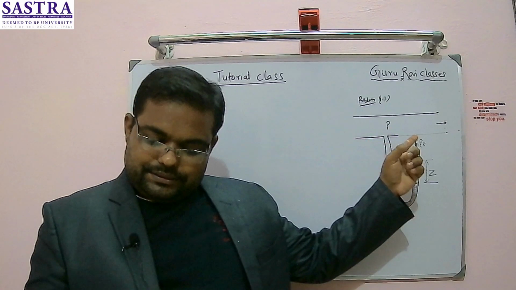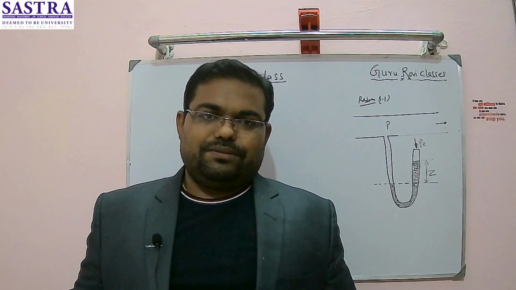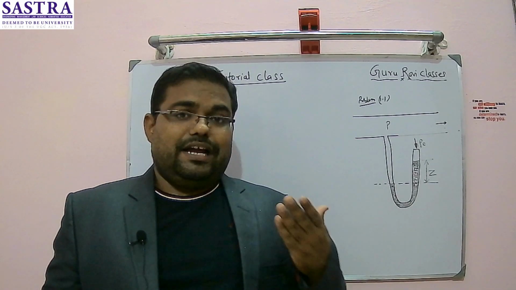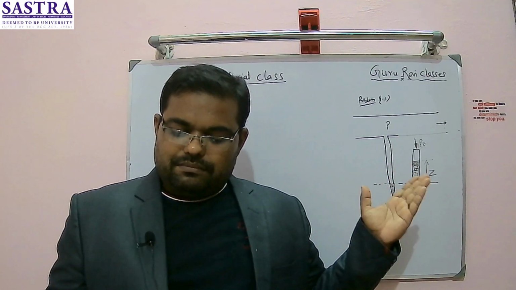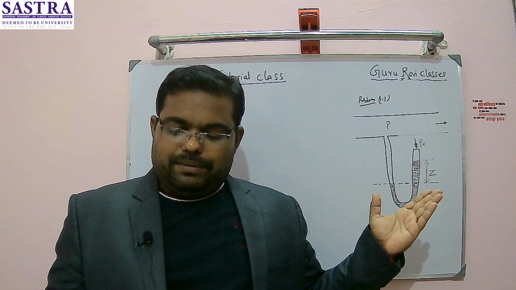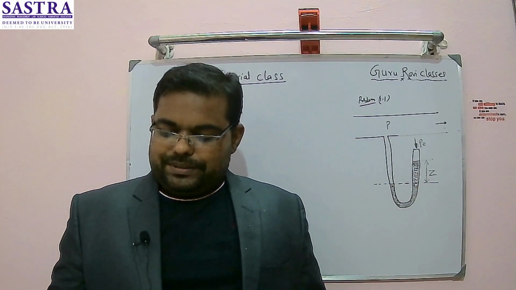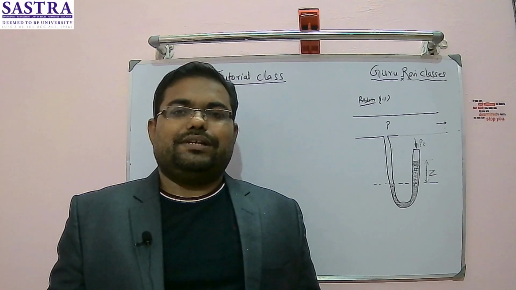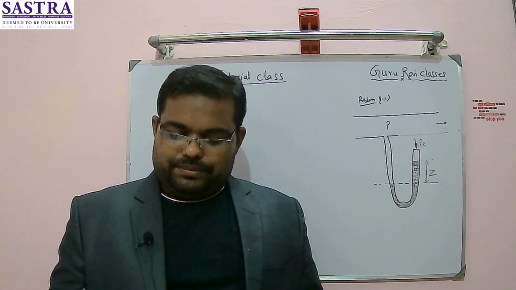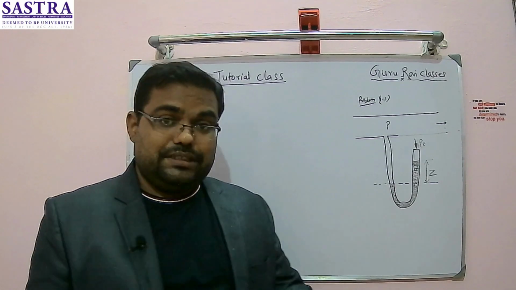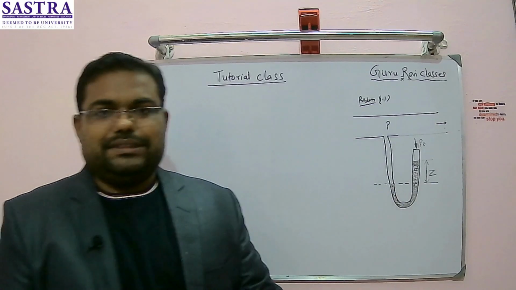The barometer reads, I said barometer is a device or instrument which actually reads atmospheric pressure. So barometer reads 761 mm of mercury, the acceleration due to gravity is 9.79 meter per second square and the density of mercury is 13,640 kilogram per meter cube, and you need to use all this data to find out the pressure of this gas flowing through this.